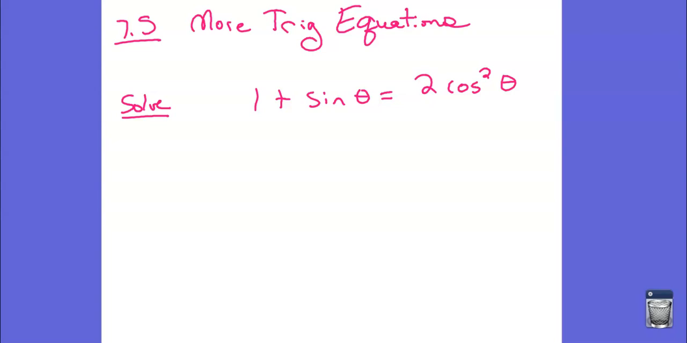All right, this is 7.5, more trig equations. So solving an equation, sometimes when you look at it, like this first example, I'm like, well, I've got theta on both sides of the equation, kind of like if I had x plus 4 equals 3x. To solve for x, I've got to get x on one side of the equation.